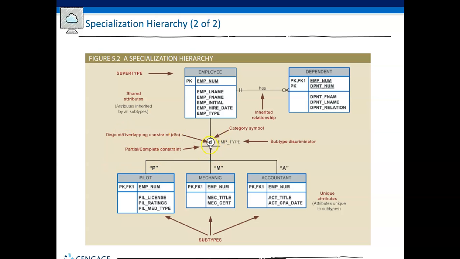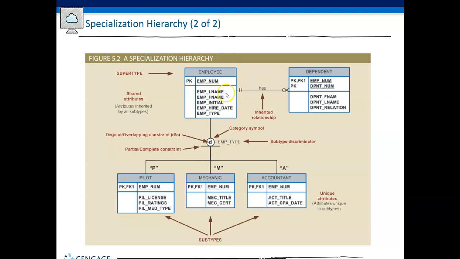Disjoint means that everything below here, you can only be one of the 3. You can't be in a combination. They're not overlapping, as the other option. So you can have employees, pilots, mechanics, and accountants, but you can't have some combination of those. You can't have an accountant mechanic, for example.